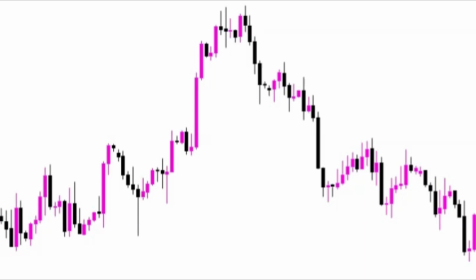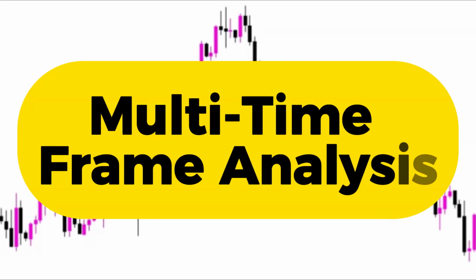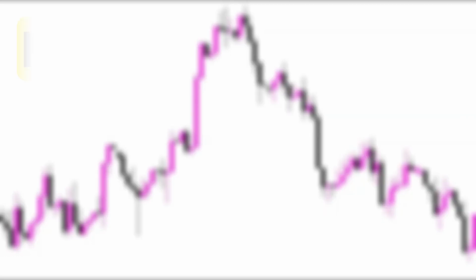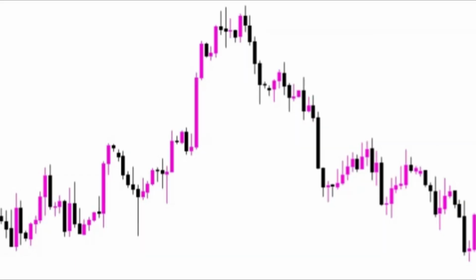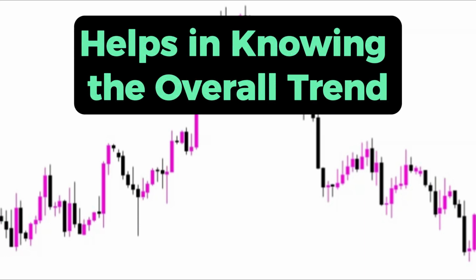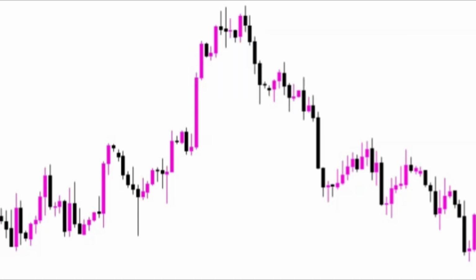Now let us learn the third concept, which is multi-time frame analysis. Multi-time frame analysis is the analysis of the chart of the currency pair on different time frames like monthly, weekly, daily, and hourly. It is done in order to know the overall trend of the market, which would help us in knowing when to buy and when to sell in order to make nice profits in the market.